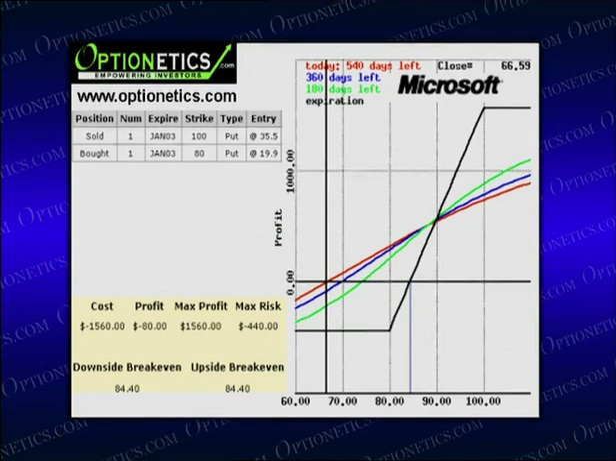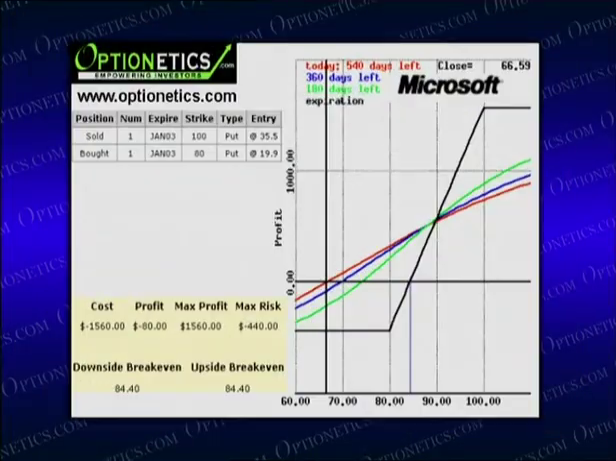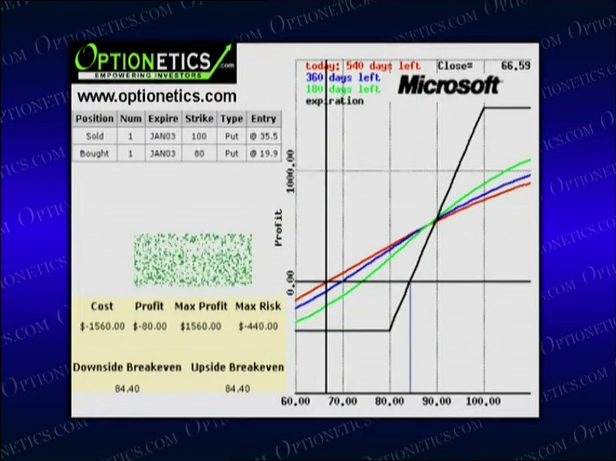This is a wealth builder strategy, meaning it is a long-term strategy. You're going to be in this trade not for a week, not for a month, but the better part of the time that you're actually in this trade to expiration. So this particular trade shows the limited risk of $440. That's on the downside.